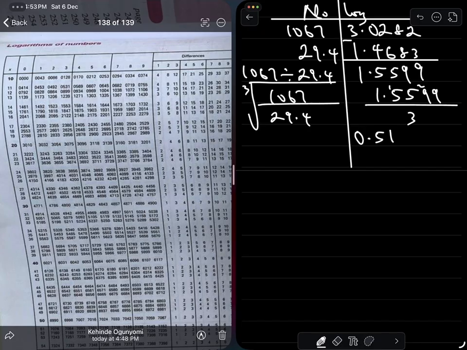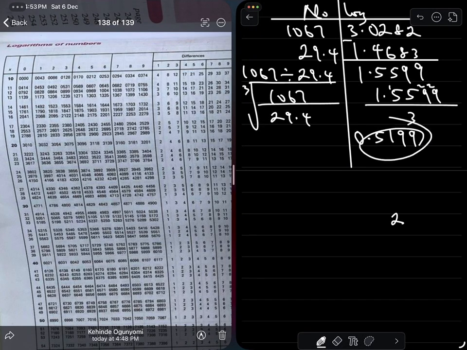3 in 29 is 9. 3 times 9 is 27. You haven't mastered the times table. No, I've mastered it. You should say it without counting your fingers. But it's okay, just make sure you don't miss it. 3 in 29, 9. 3 times 9 is 27. We are left with 2.